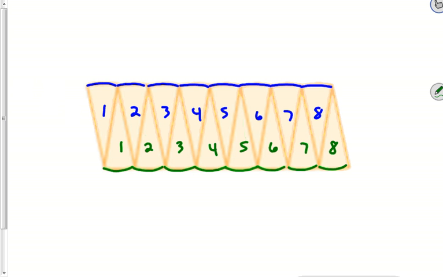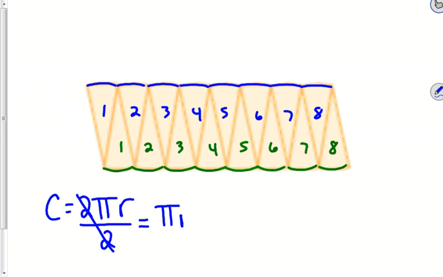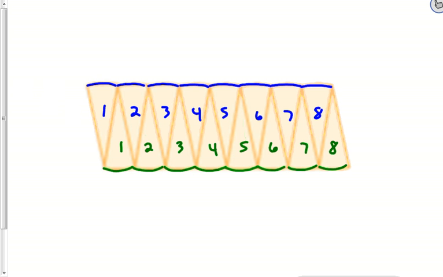Now we know the circumference of a circle is 2 pi r. Well, half of that, if we divided it by 2, the 2's would cancel out and it would be just pi r. So what that means is the base of this parallelogram is pi r, right? Now let's think about the height of the parallelogram.